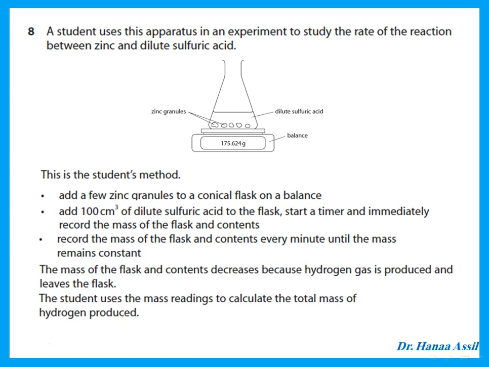A student uses this apparatus in an experiment to study the rate of reaction between zinc and dilute sulfuric acid. This is the student's method. Add a few zinc granules to a conical flask on a balance. Add 100 centimeter cubed of dilute sulfuric acid to the flask. Start a timer and immediately record the mass. So he is measuring the mass every minute until the mass remains constant. The mass of the flask and contents decreases because hydrogen gas is produced. Of course, this is metal plus acid, so it gives hydrogen gas. The student uses the mass readings to calculate the total mass of hydrogen produced.